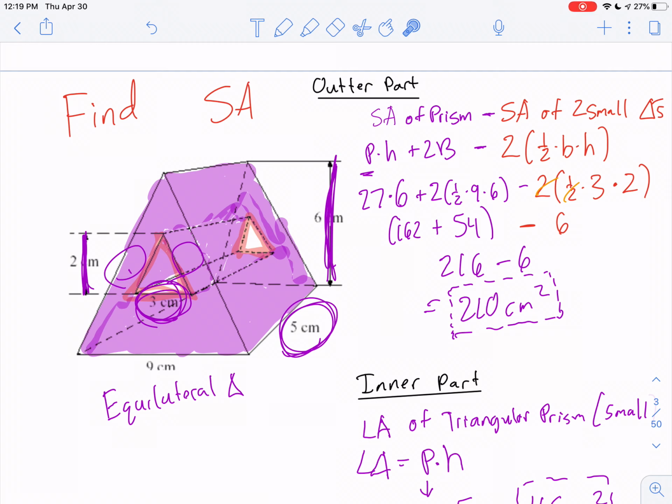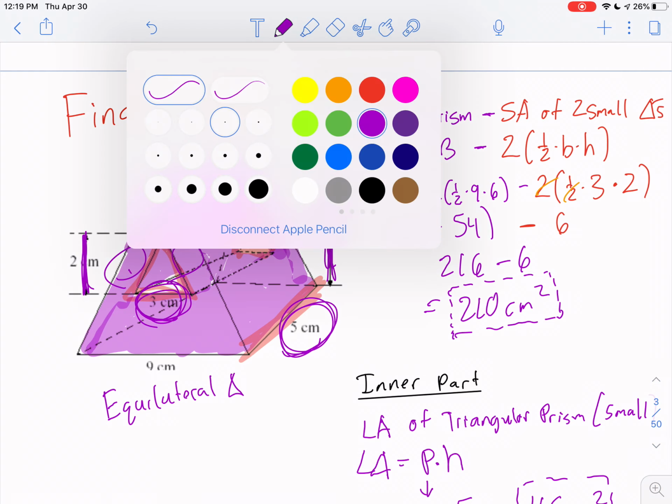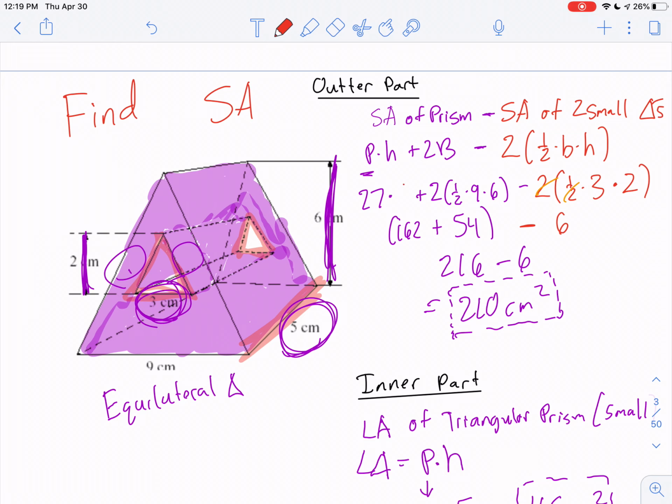The height of the prism is going to be, I made a mistake here. Oh, I can catch it. The height of the prism is actually going to be 5. So this height here, guys, is how long the prism is. It's 5, not 6. So get rid of that. I'll put in red to show it's a mistake. The height is 5. This is the height of the prism.